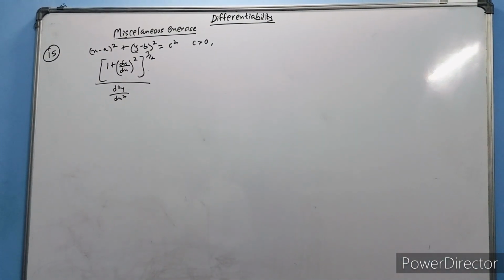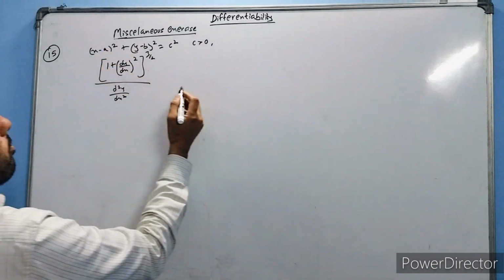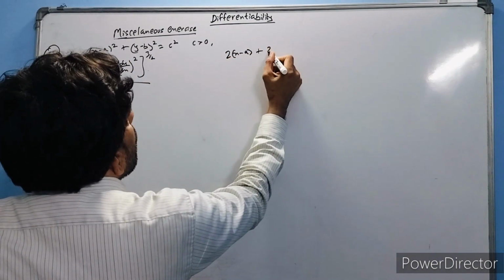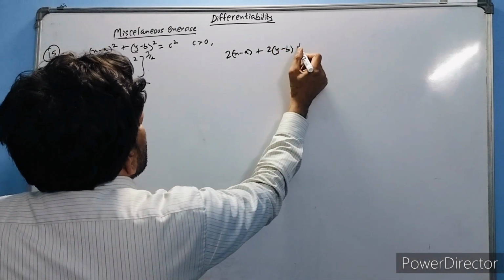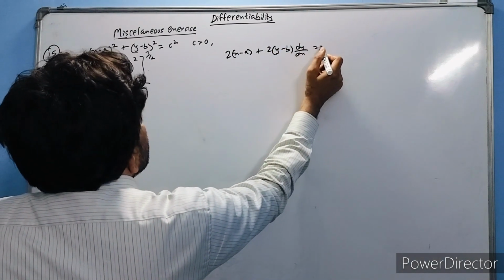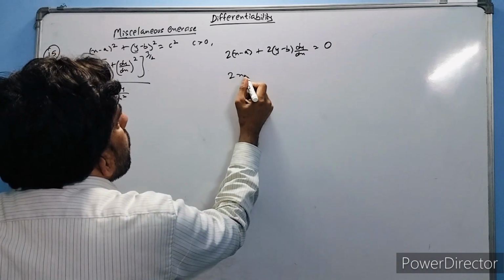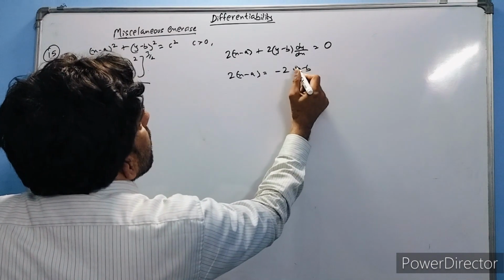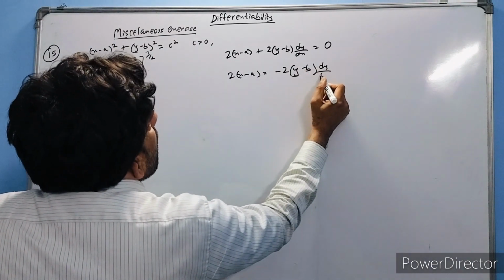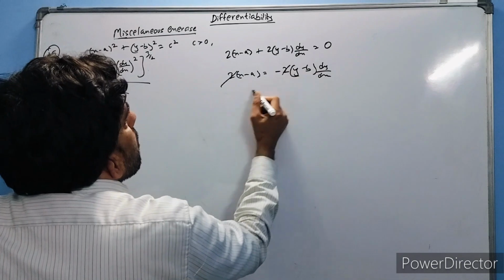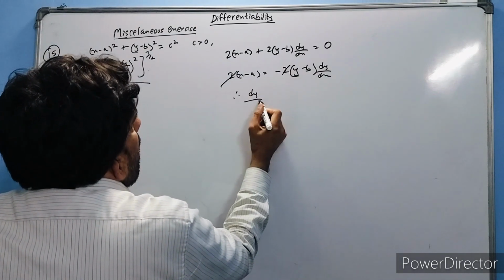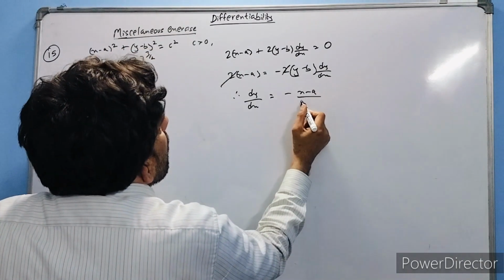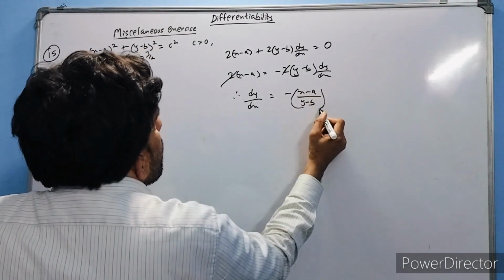Now let us try to differentiate this function. We have 2(x − a) + 2(y − b) dy/dx, and it will be 0. So 2(x − a) is equal to −2(y − b) dy/dx. Therefore dy/dx will be −(x − a)/(y − b). So we have this.